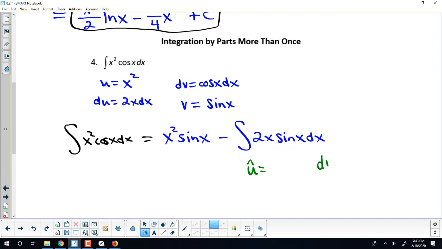And we're also going to identify dv hat. If you end up using u and dv again, it's not the end of the world. I wouldn't take points off for it, but to be technical. Okay, algebraic function for u, the rest for dv.